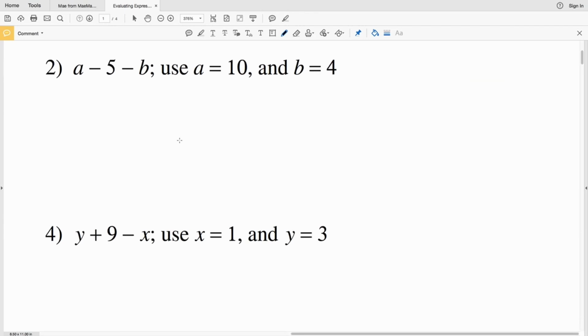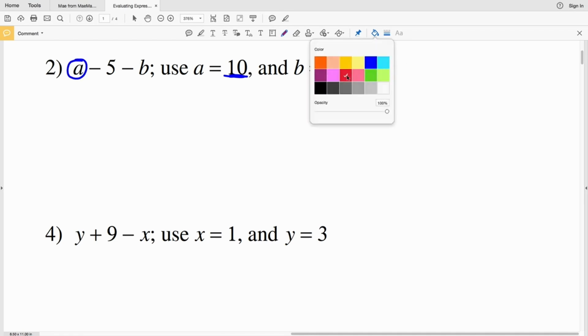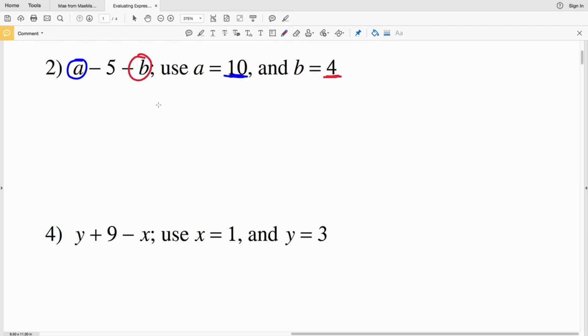Number 2 says a minus 5 minus b. A is equal to 10 and b is equal to 4. So again, we're going to plug this 10, which is equivalent to a, or a is equivalent to 10, in for a, and we're going to take this b, which is equal to 4, and plug that in for b. So that's saying that this variable a is equal to the number 10, and this variable b is equal to the value or number 4.